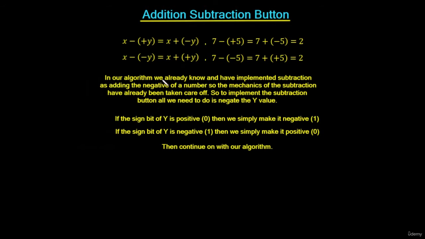So in our algorithm, we already know and we have implemented the subtraction as adding the negative of a number. So the mechanics of the subtraction have already been built in and taken care of in our algorithm. So to implement the subtraction button, all we need to do is negate the y value. So if the sign bit of y is 0, then we simply make it negative by making it 1. If the sign bit of y is negative, that's a value of 1, then we simply make it positive by making it a value 0. So we just need to invert this y bit at the beginning, and then we continue with the rest of our algorithm.